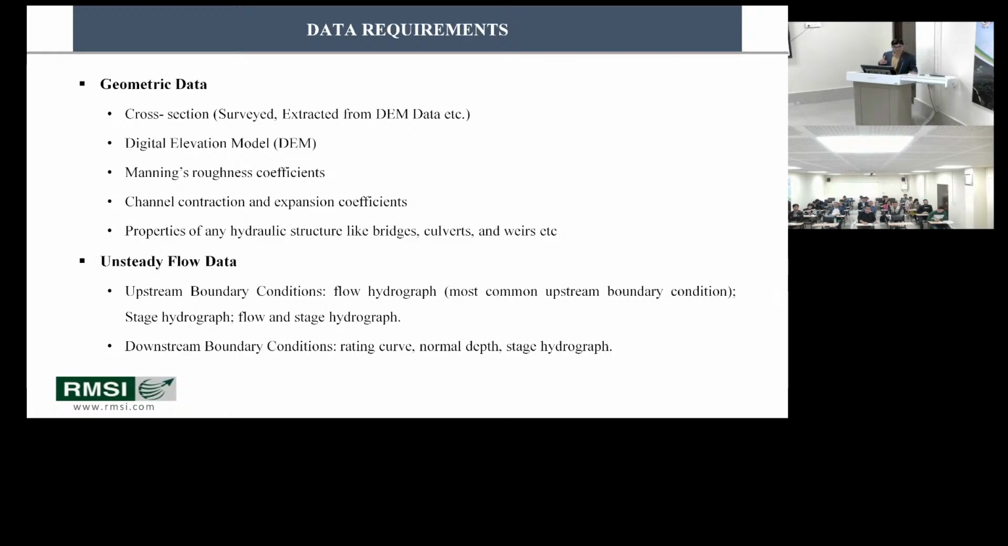As I mentioned yesterday, in the cross-section there are 3 benchmarks. One is warning level, danger level, and HFL. So these cross-section data we can put into HEC-RAS. And the next one, digital elevation model.